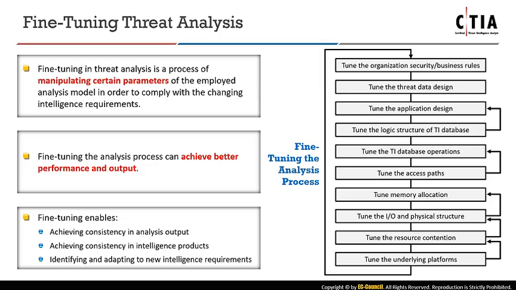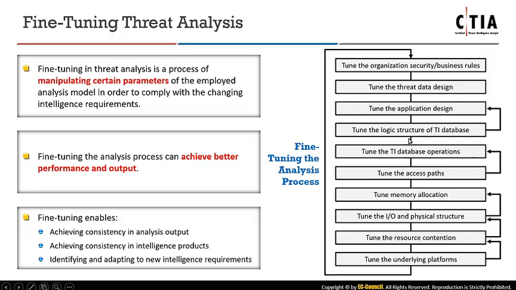So let's look at fine-tuning the analysis process. Let's start at the very top here. We see that we tune the organization security business rules. So we look at how our organization security is applied, how our business rules are applied, and we narrow them, tune them to get better analysis. And then we tune the threat data design. We're going to look at each of these as we go on, so we're not going to spend too much time in them. But we tune the application design, and then we tune the logic structure for our threat intelligence database. And we see there's a little loop here which feeds back into the application design.